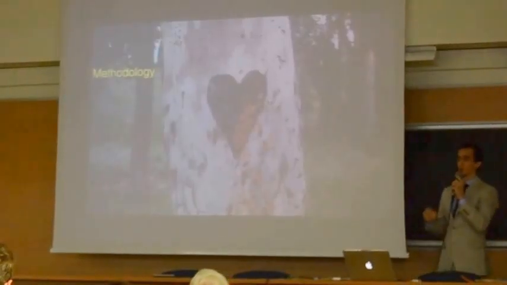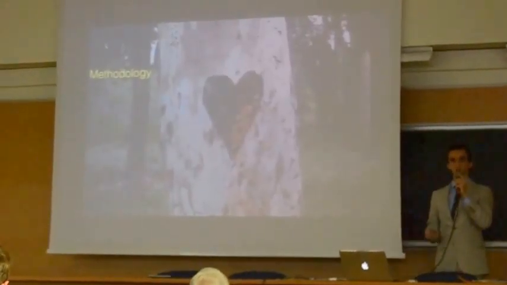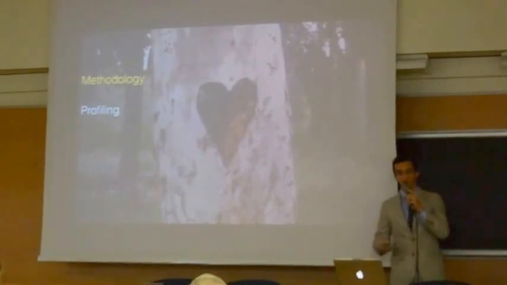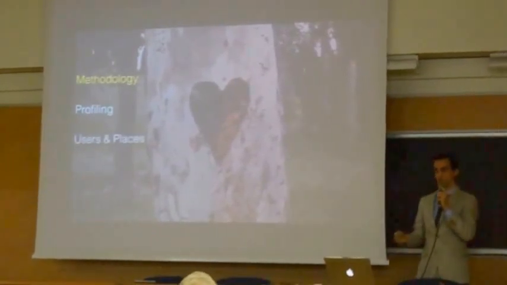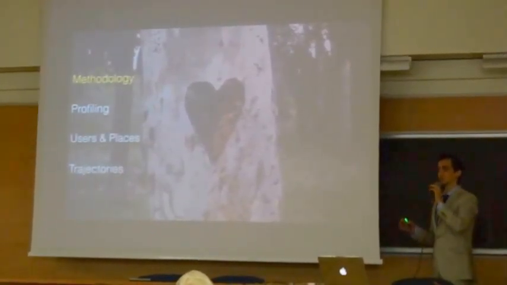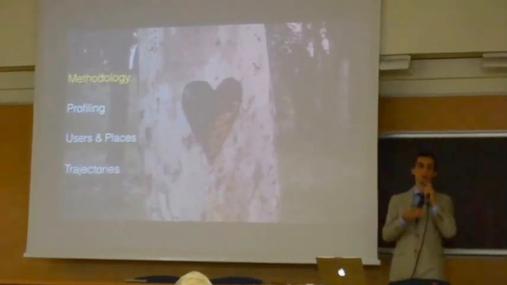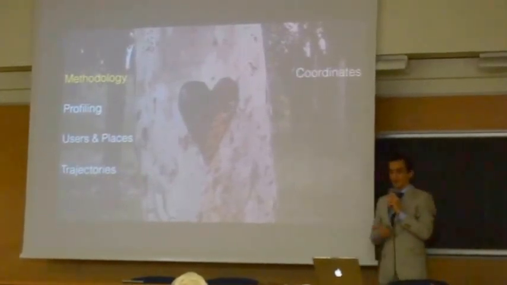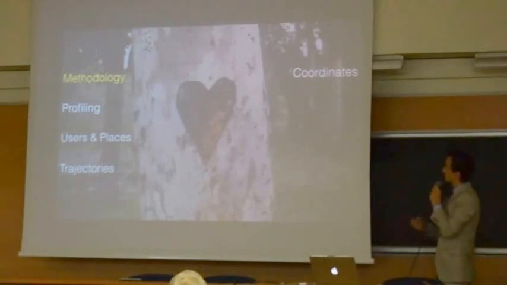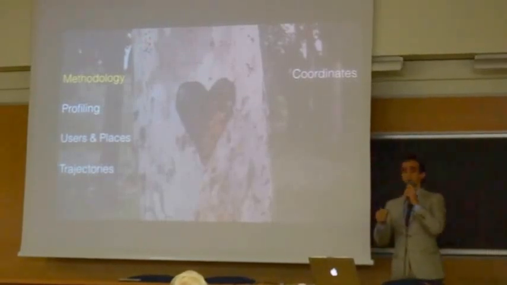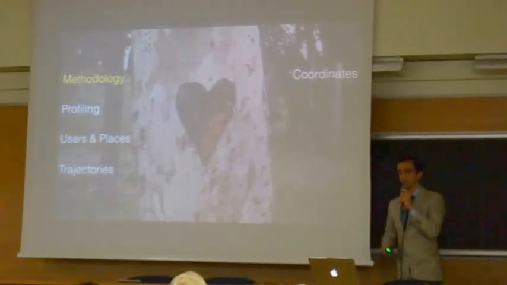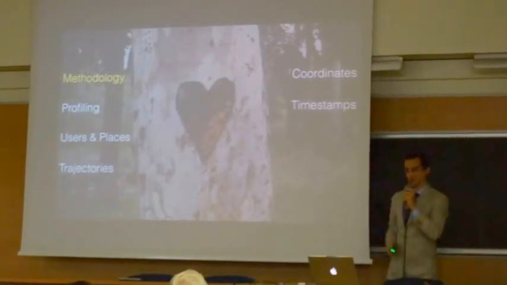I'm going to propose a methodology to dynamically build profiles of users and places, starting just from trajectories that they have crossed in the past. And of course, the information that I have about these trajectories are the coordinates of each point, and I know when people have been there.